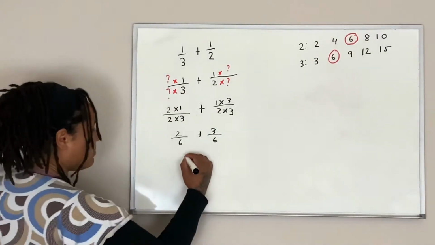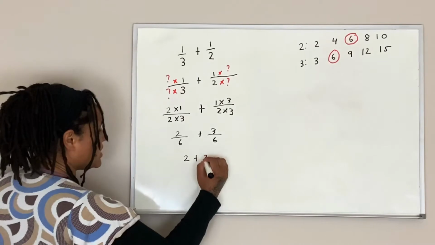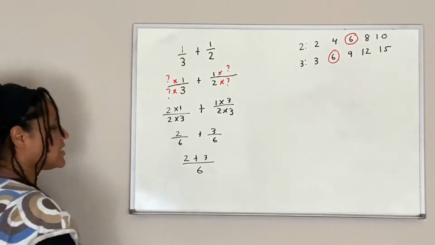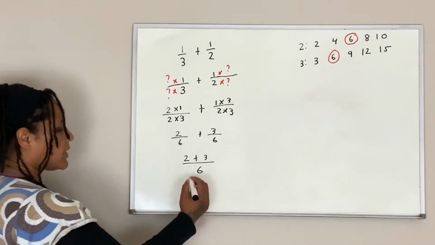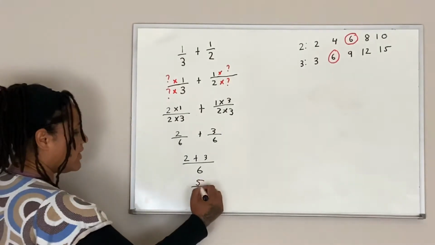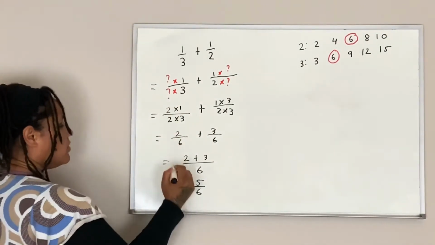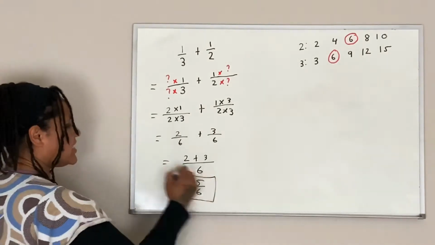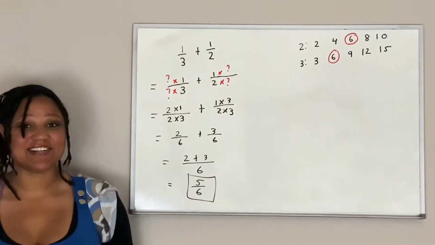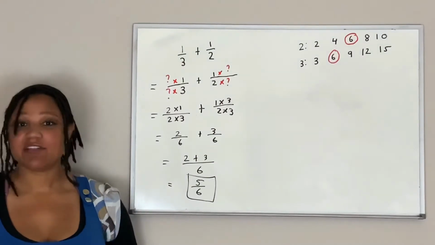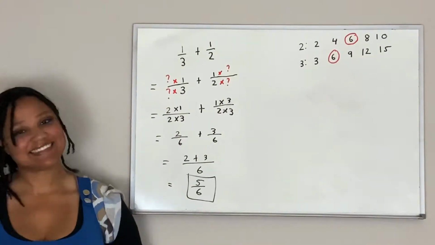So I'm going to combine the numerator, which is 2 plus 3 all over 6. Well, 2 plus 3 is 5. So our final answer is 5 over 6. All of these are equal. And 5 over 6 is our final answer. So how about we try another example?